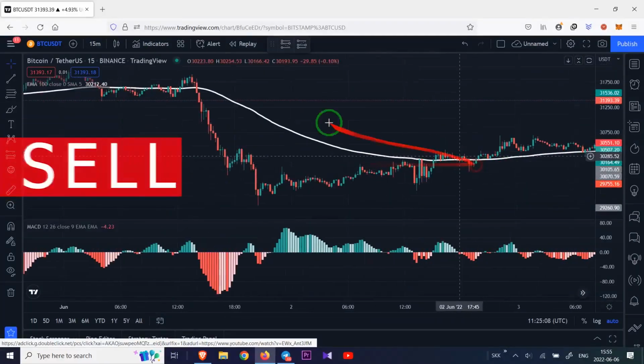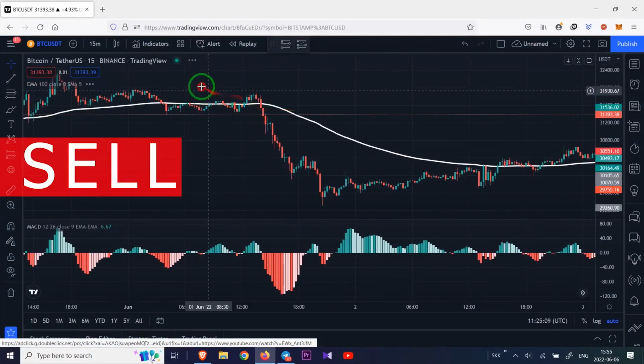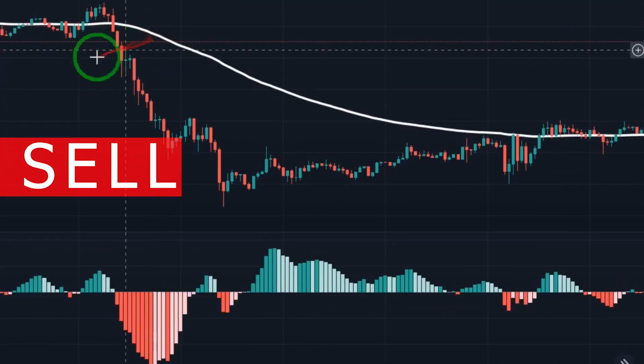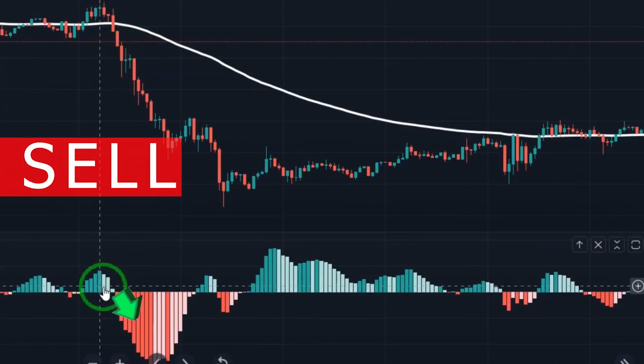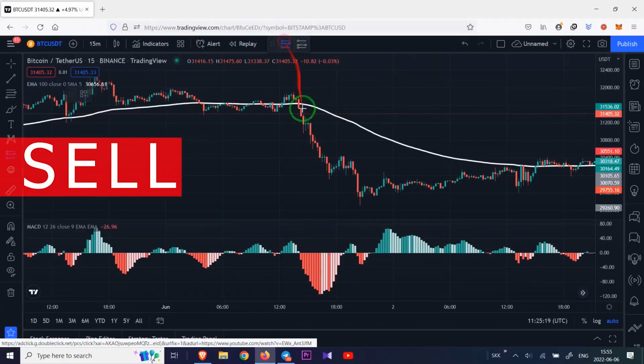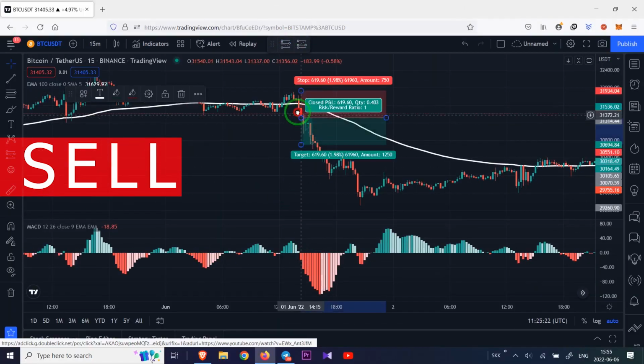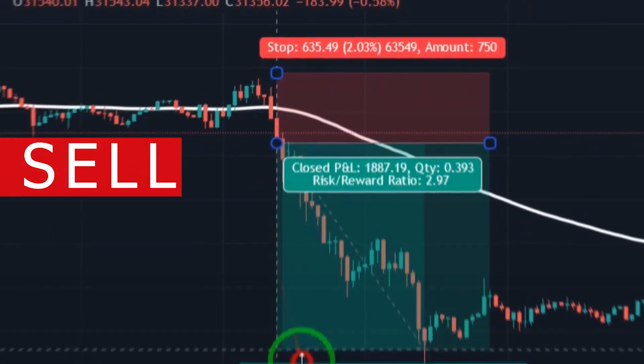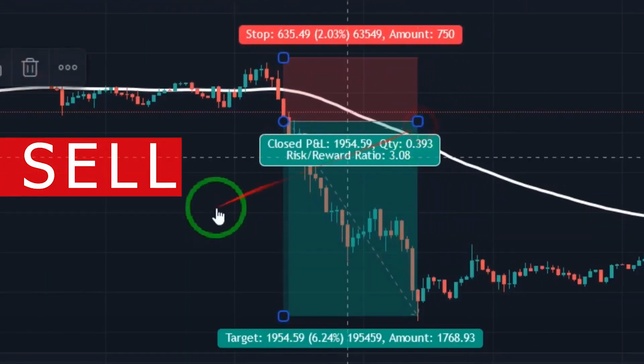To enter the sell position, first, the price should be below the moving average. In the next step, we should check the MACD histogram to change from green to red. When the conditions are met, we enter into a trade. We simply get our profit from the market.